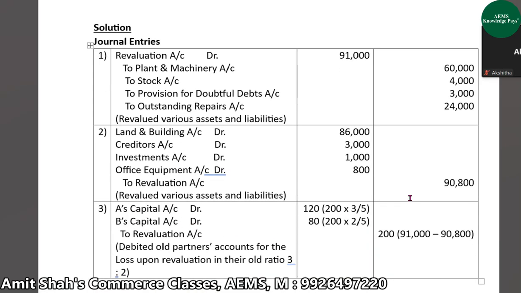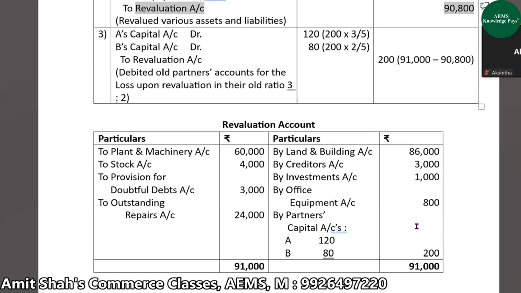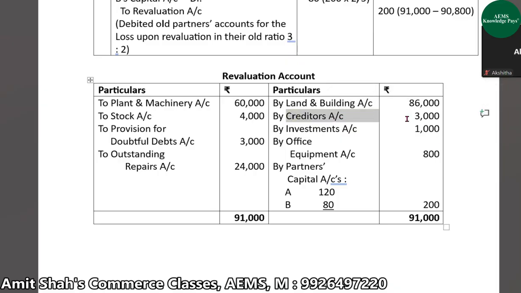How? We debited creditors, and this is how we decreased our creditors. And the rental income, which would have increased the profits, we have increased here by creating the revaluation account. So in this 90,800, this 3,000 is also already included, and that 3,000 has gone on the credit side of the revaluation account. It means it has increased the profits by 3,000.